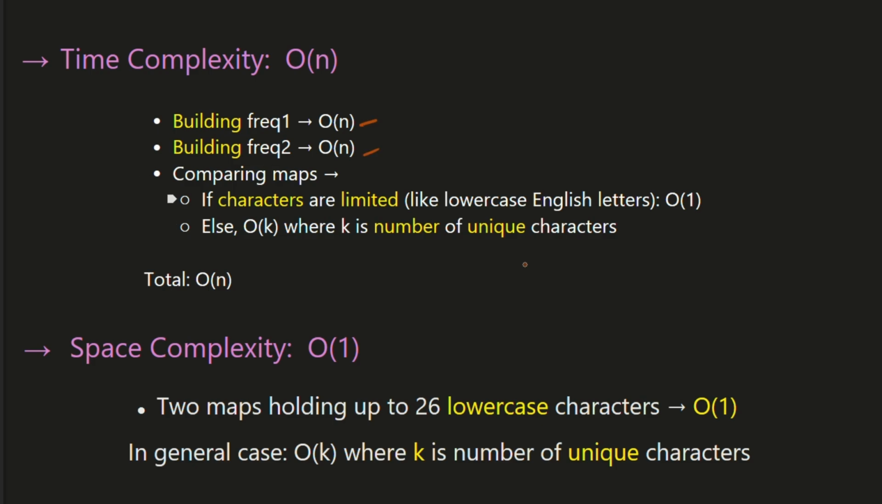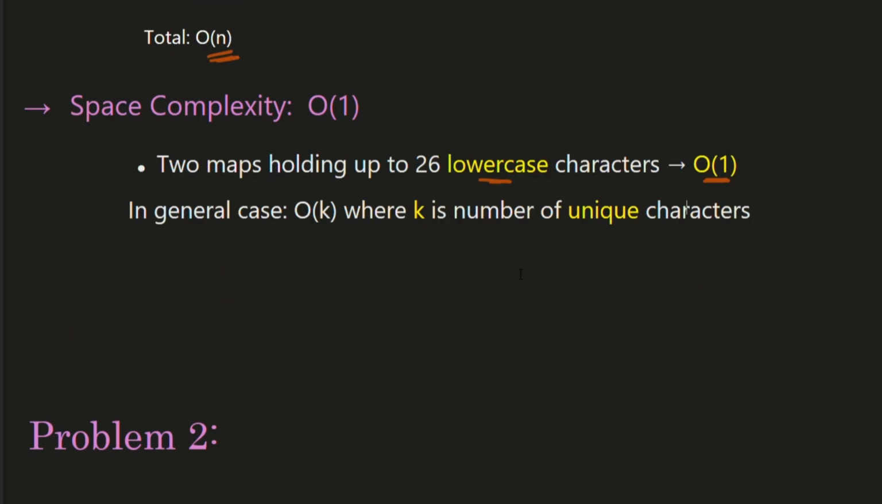Comparing maps. If characters are limited, like lowercase English letters, O of 1. Else, O of k where k is the number of unique characters. Total, O of n. Space complexity. Two maps holding up to 26 lowercase characters, O of 1. In the general case, O of k where k is the number of unique characters.